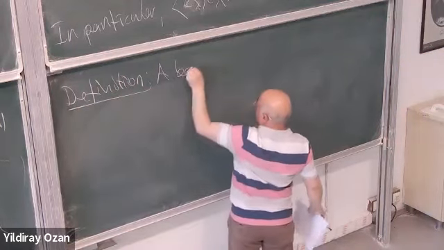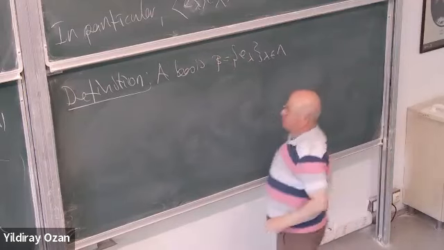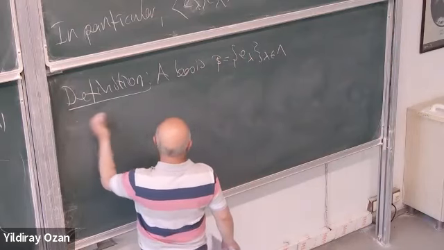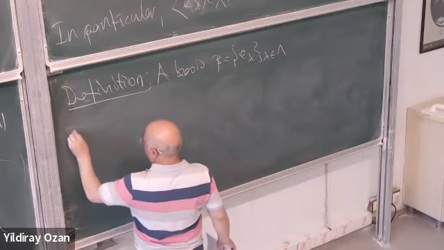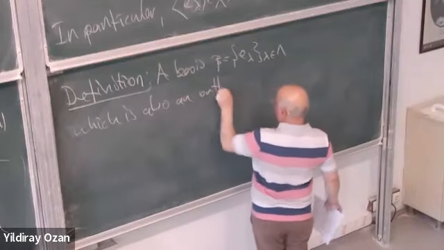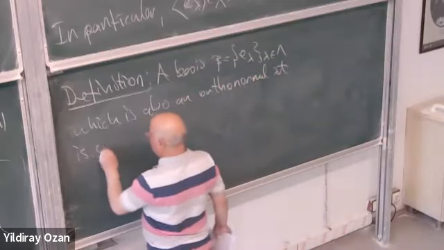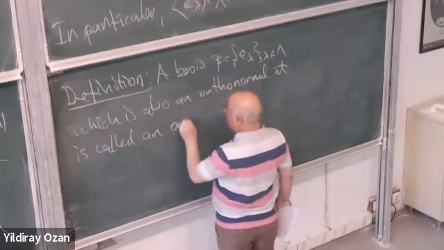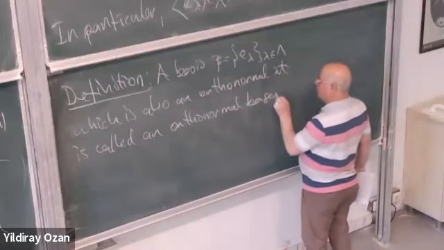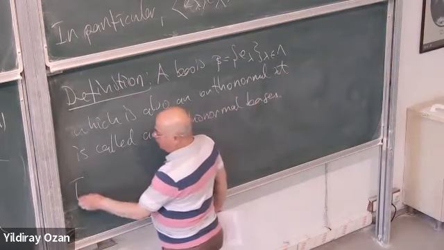A basis beta which is also an orthonormal set is called an orthonormal basis. And next time we will prove the following theorem.